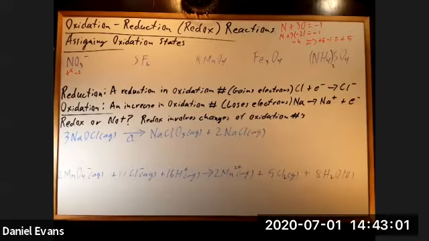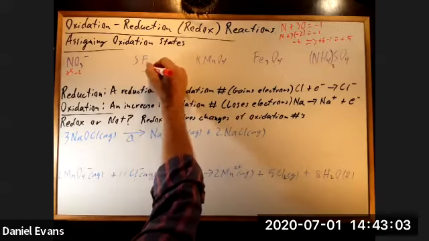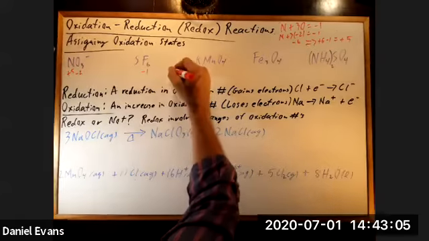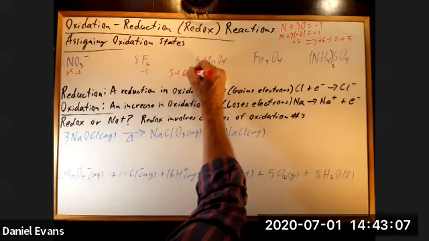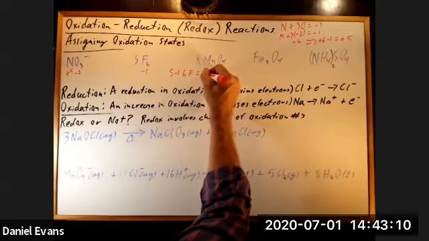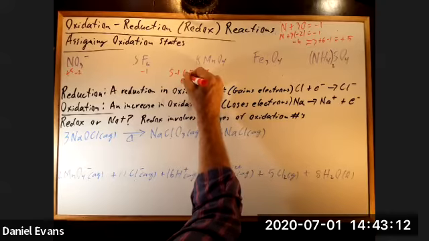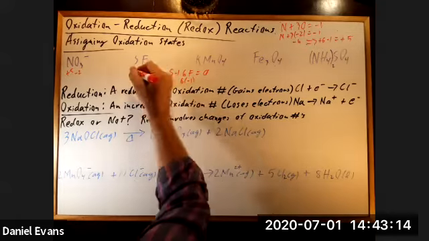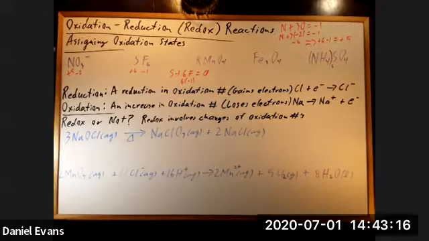Sulfur hexafluoride, the fluorine gets a -1. We have sulfur plus 6 fluorines will add up to 0. And this is 6 times -1. We move to the other side and it becomes a +6.